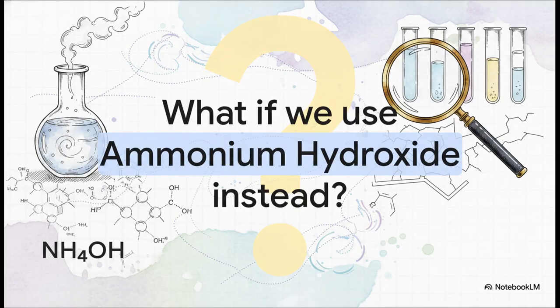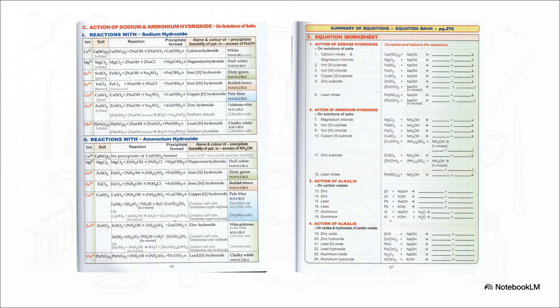Literally, just by matching these colors up, we can nail down the identity of our unknown salt. But hold on, what happens if we switch out our interrogator? Instead of the strong sodium hydroxide, what if we use the weak ammonium hydroxide? Does the whole story change? Well, let's compare the two directly. For iron, copper, zinc, and lead, the initial colors of the precipitates are actually exactly the same.